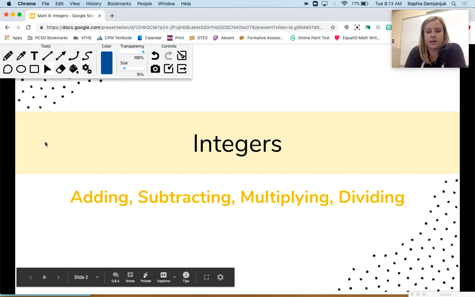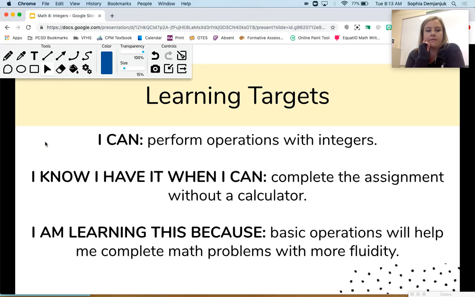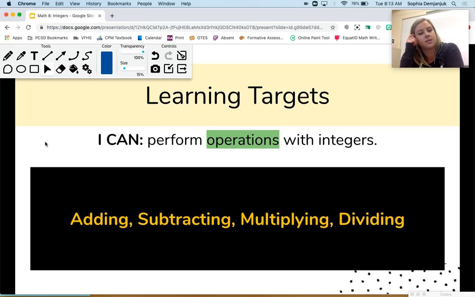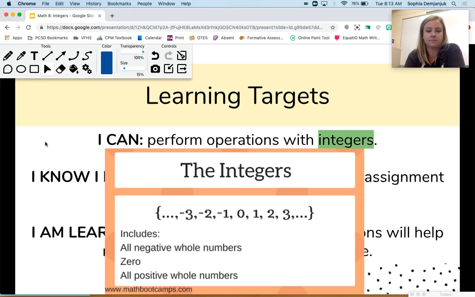So that first lesson we already talked about, we're going to be working with integers, and we're going to be adding, subtracting, multiplying, and dividing. You have your learning targets on the screen, and that first part of it says I can perform operations with integers. We're going to talk about those vocab words. So first thing you see that may confuse you a little bit is operations. And operations is just what we were talking about on that last slide. It's the adding, the subtracting, multiplying, and dividing. And you're going to be doing that with integers.